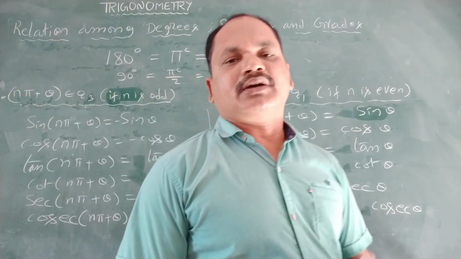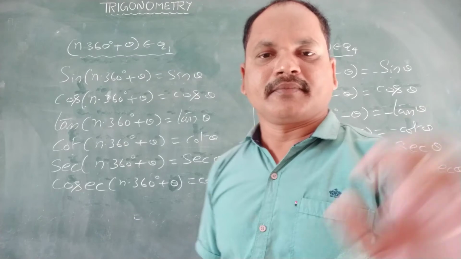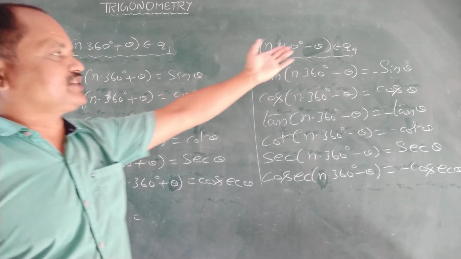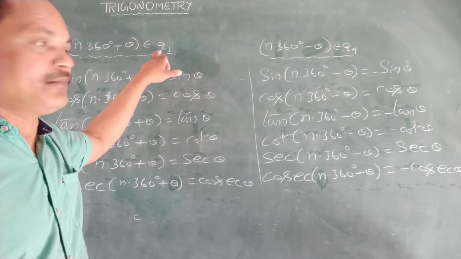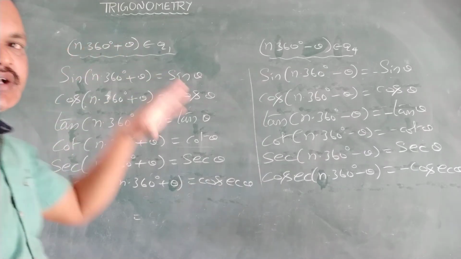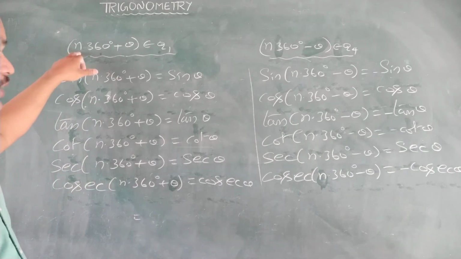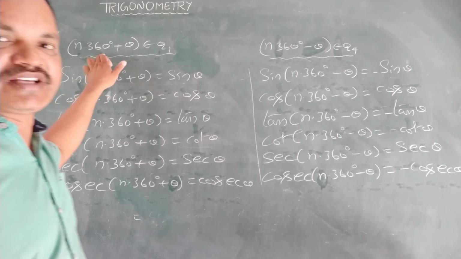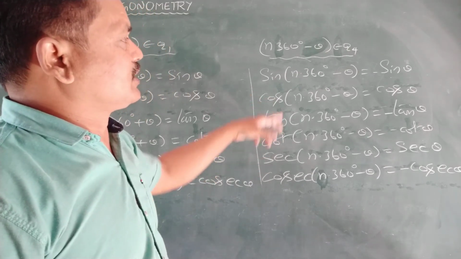Now we are going to multiples of 360 minus theta and multiples of 360 plus theta. Now next, n into 360 plus theta and n into 360 minus theta. Multiples of 360 plus theta belong to Q1. Multiples of 360 minus theta belong to Q4. That's why for 360 plus theta, if n is even or odd, no problem. Then 360 plus theta is in Q1, all are positive, and the same function will be there: sin stays sin, cos stays cos, like that. Here also in Q4, cos and its reciprocal secant are positive, and the rest of the functions are negative.